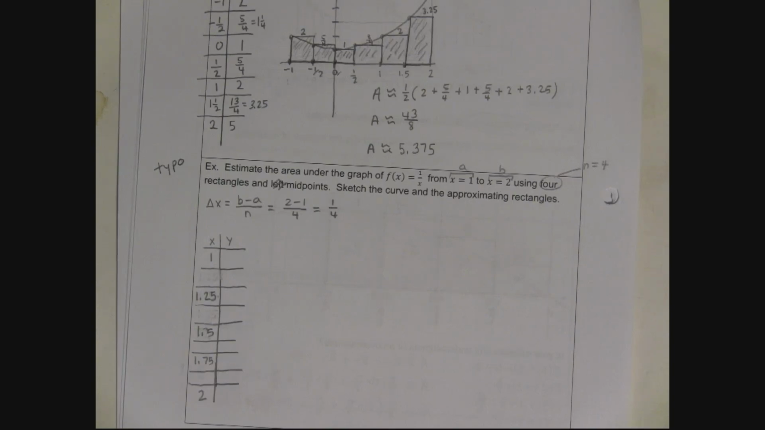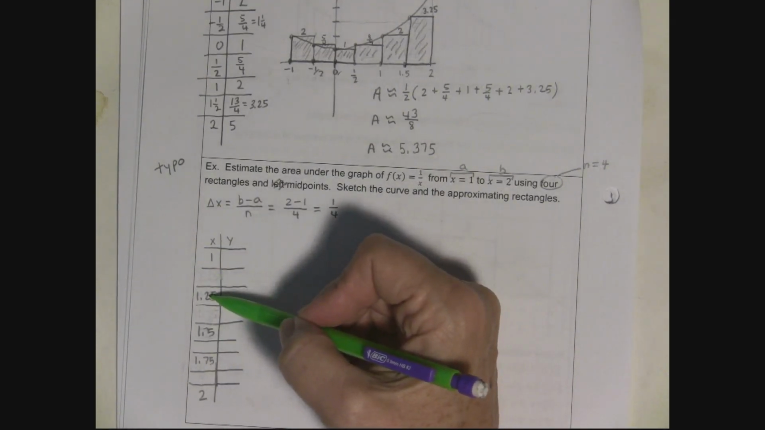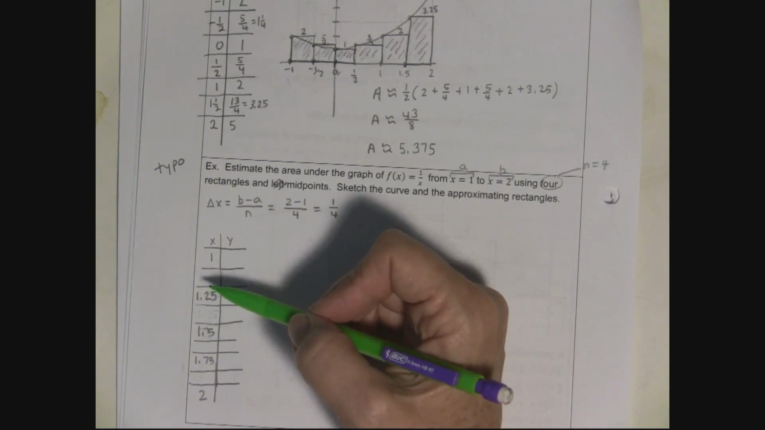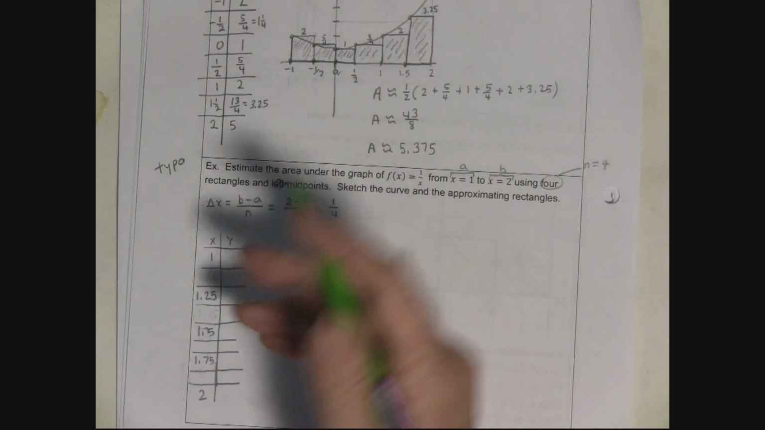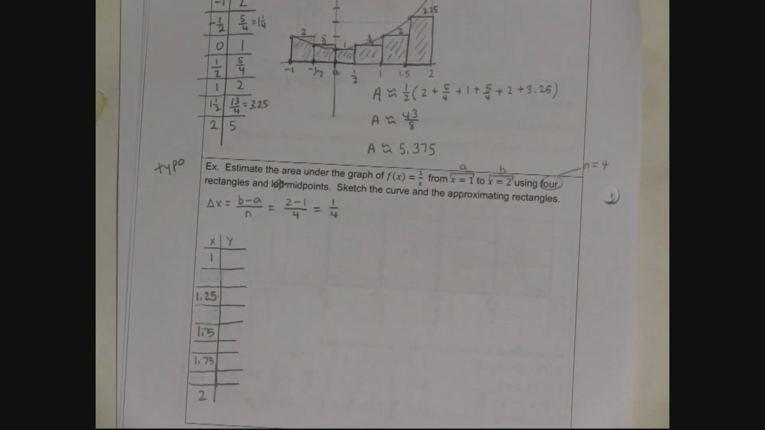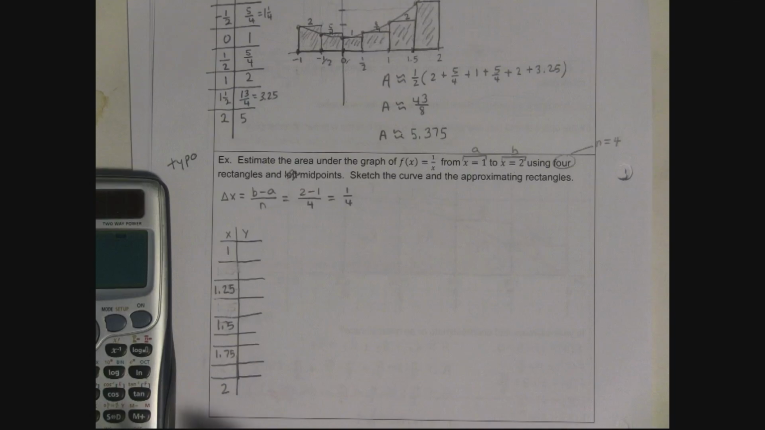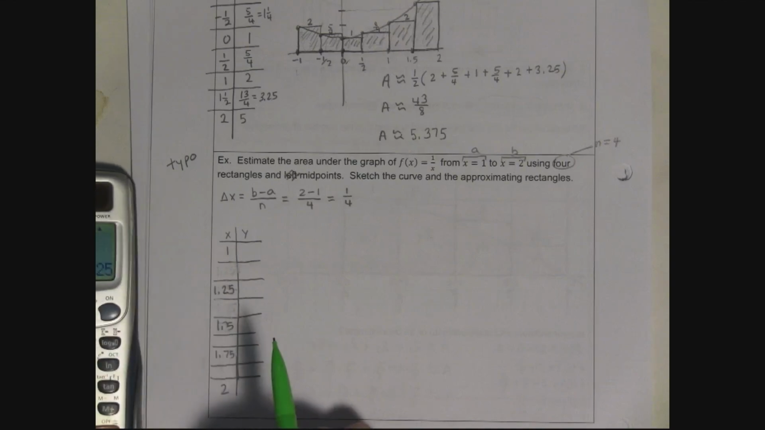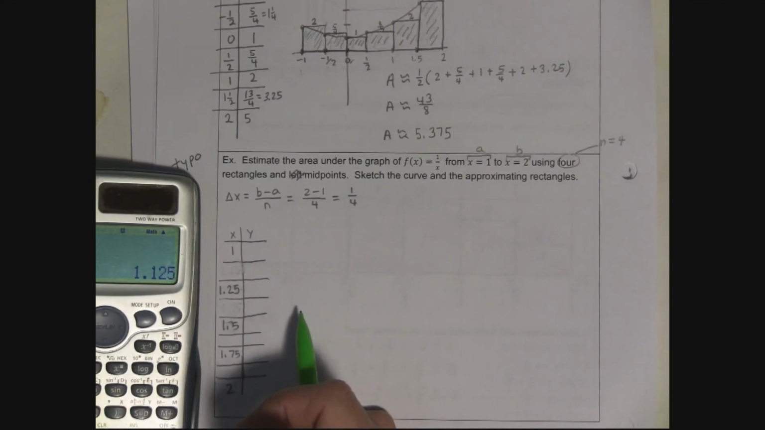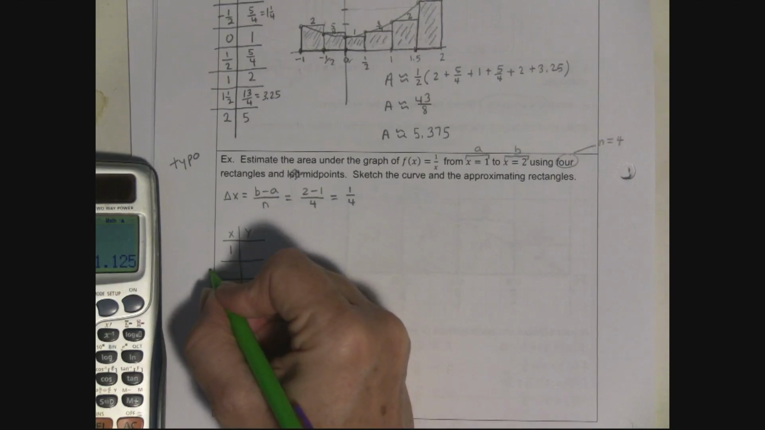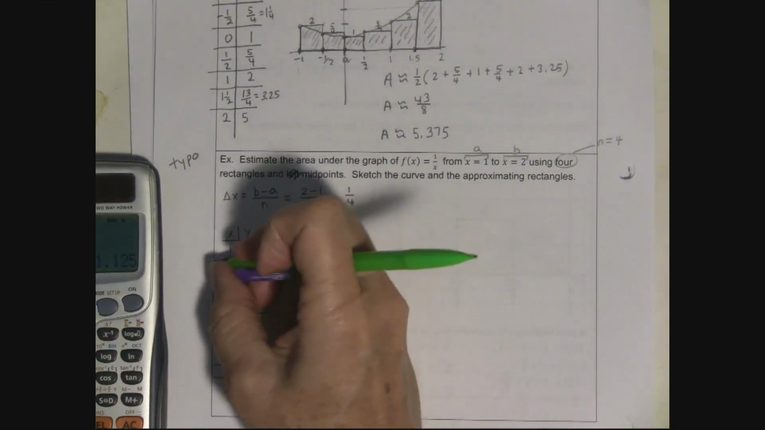So between 1 and 1.25, I want the middle of that. And a way that you could find the middle of that is you can find the average of that. So you add them up and divide by 2. 1 plus 1.25, and then divide by 2. And that gives me 9 over 8, or 1.125 in the middle. Oh man, I made this problem up myself, and the numbers are not that nice. That's 1 1/8, right?